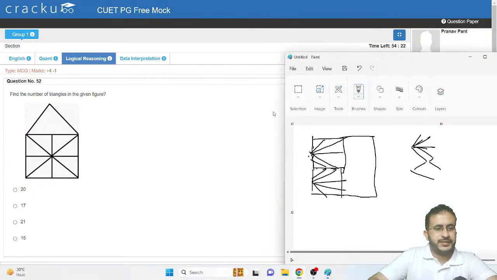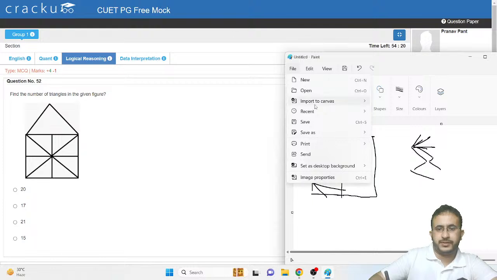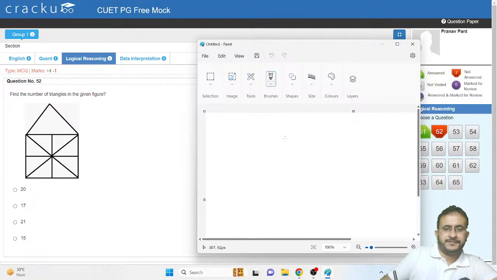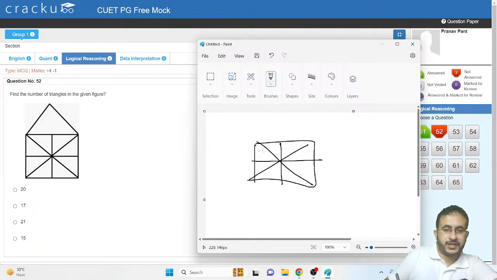Find the number of triangles in the given figure. Okay, so let's look at the number of triangles. Now, whenever you have this kind of structure, any shape with 2 diagonals, what we do is count the small number of triangles: 1 2 3 4 5 6 7 8. So this figure has 16 triangles.